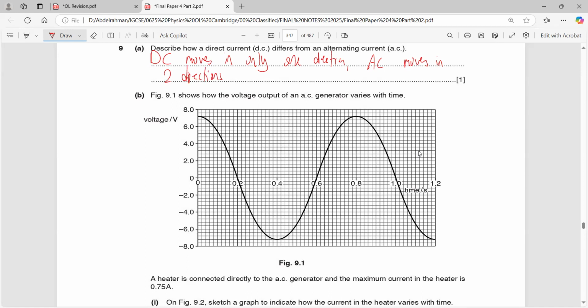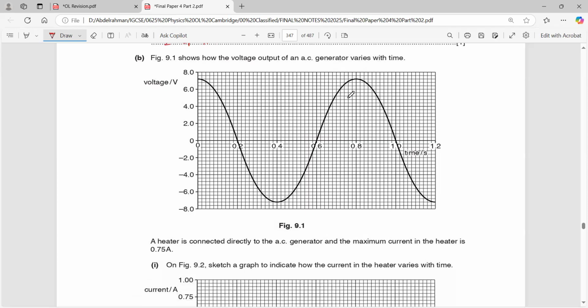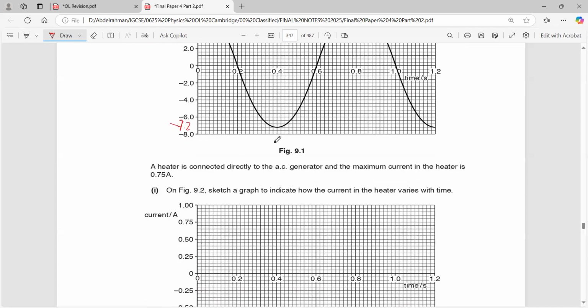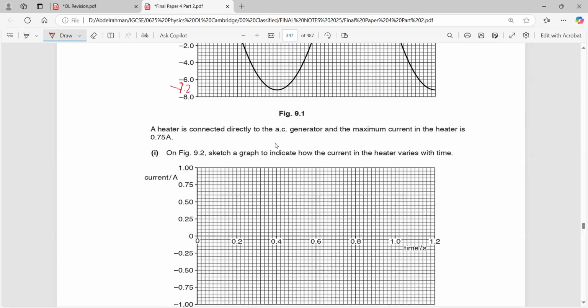Figure 9.1 shows how the voltage output of an AC generator varies with time, starting from a voltage of 7.2. This is the maximum voltage, 7.2, and the minimum voltage is also negative 7.2. So this is an alternating voltage, which also has an alternating current. The heater is connected directly to the AC generator. It has a current of 0.75 amperes.